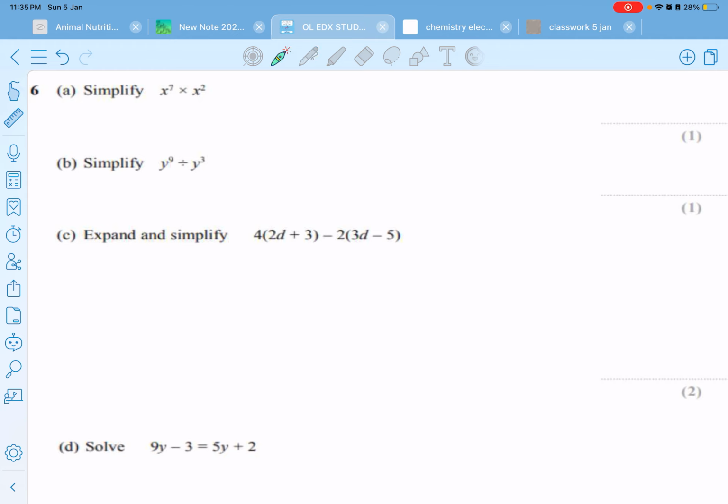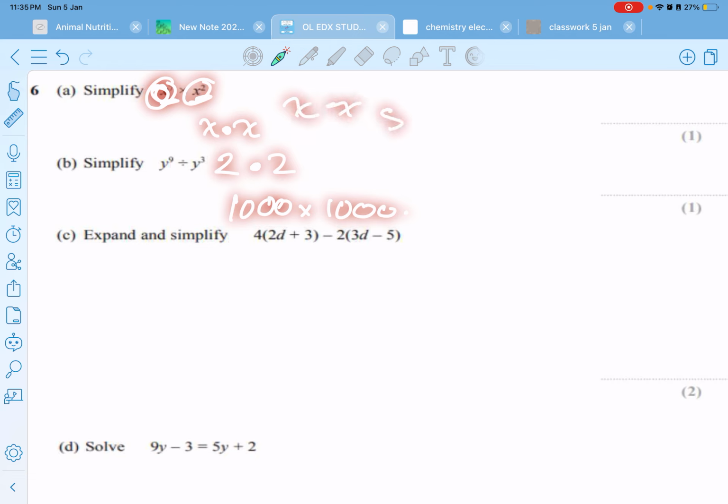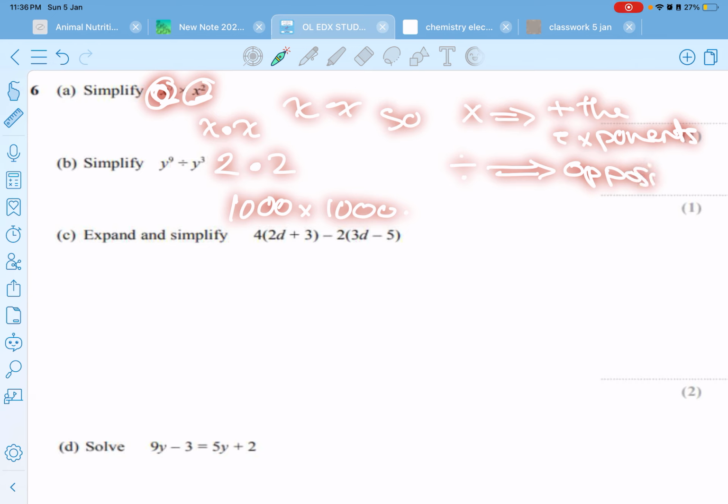We say that because they're both multiplied by each other and we have the same base, x times x, or 2 times 2, or 1,000 times 1,000, whatever, because we have the same base, x. So multiplying means adding the exponents, and division is the opposite: you subtract the exponents. We're going to find it out here.